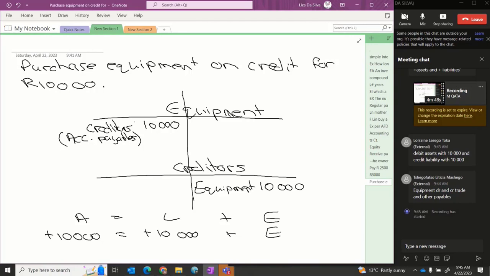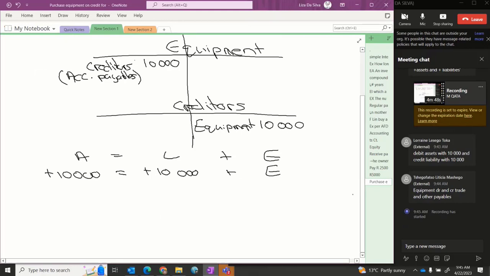Okay, so now you can see here creditors. We bought the equipment for 10,000. Say the next transaction is I'm going to pay 8,000 rand for that equipment. I'm going to pay 8,000 rand to the creditors. I'm paying off my debt.